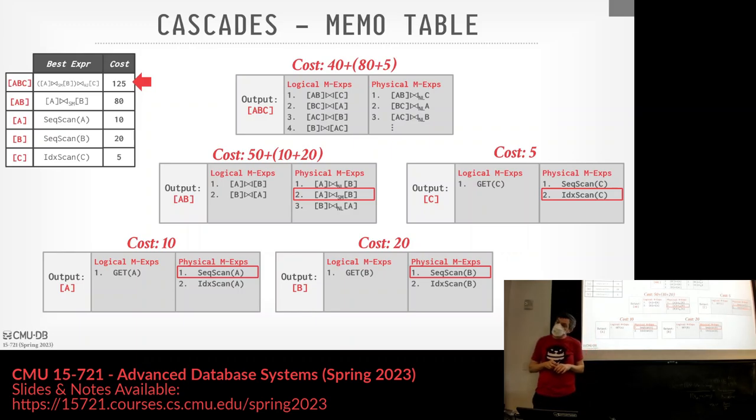Sorry, the what algorithm? Like the Dijkstra. Oh, the Dijkstra one, yeah. Yeah, I mean, yes, you could. I don't know if they actually do that, though.